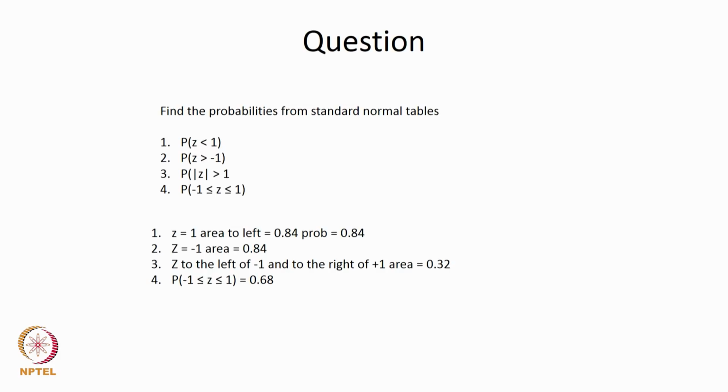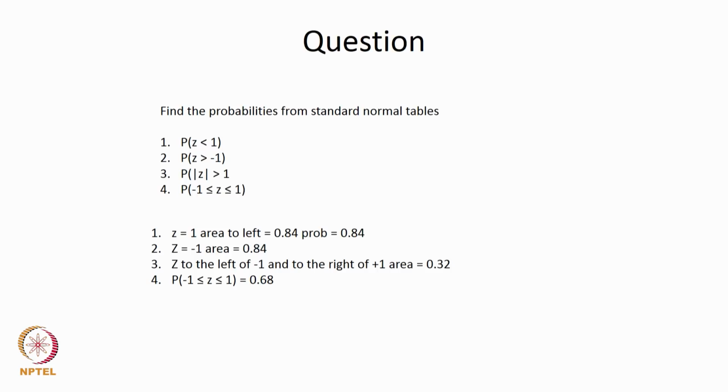Probability of mod z greater than 1. Mod z greater than 1 means it is either z greater than 1 or z less than minus 1. When z is greater than 1, mod z is greater than 1. When z is less than minus 1, for example, when z is minus 2, then mod of z is 2, which is greater than 1. We have already seen z greater than 1 is 0.16 and we also know that z less than minus 1 by symmetry is 0.16, and therefore, what we want here is z greater than 1 and z less than minus 1. So, 0.16 plus 0.16 is equal to 0.32.